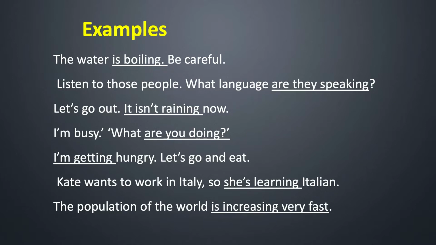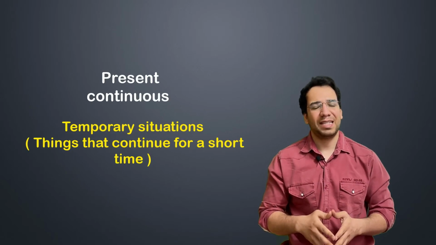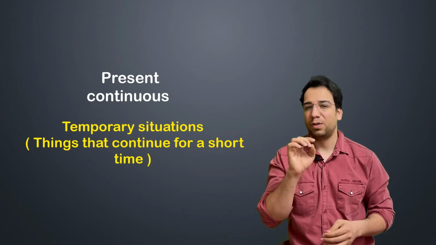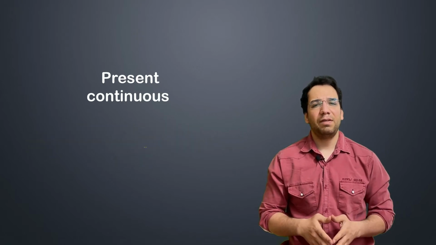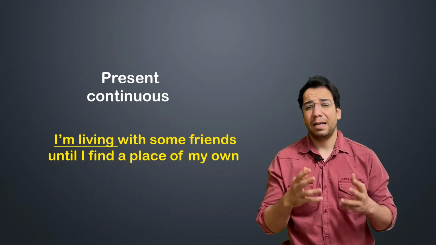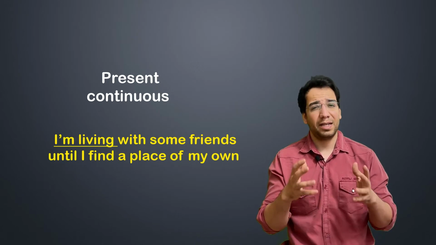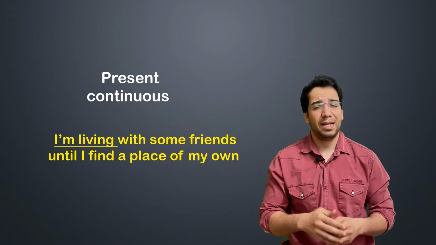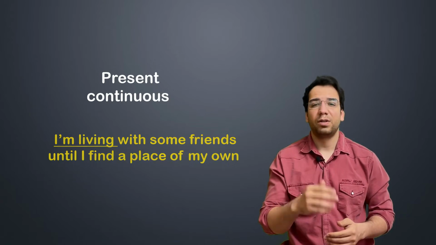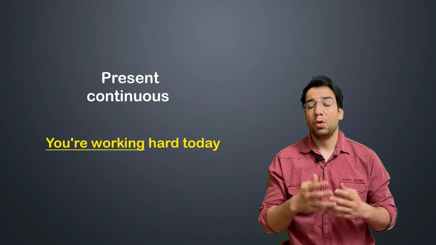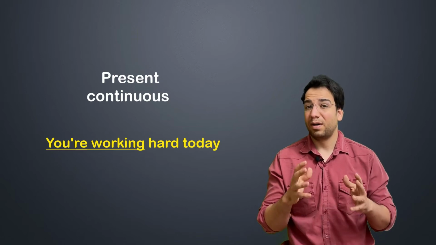So as you can see, we use the continuous here for things happening at or around the time of speaking, and the action is not complete. We use the continuous for temporary situations, things that continue for a short time. For example, I'm living with some friends until I find a place of my own. So we use the continuous here for temporary situations, things that continue for a short time. Or for example, you are working hard today.